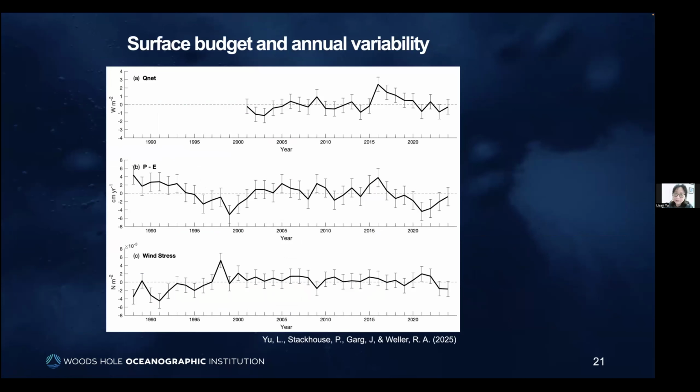And this picture shows the time series of the energy budget and the freshwater budget in the middle panel, and also wind stress.